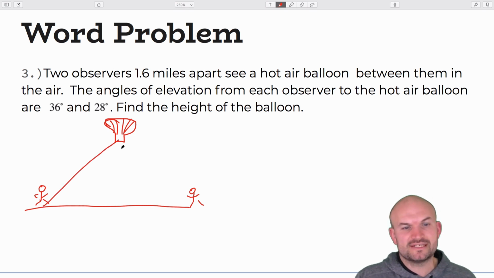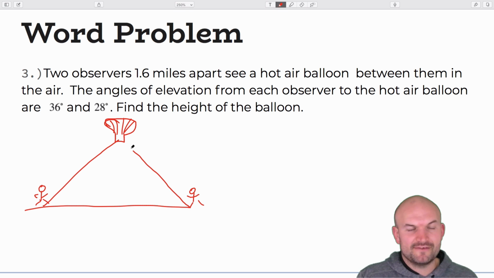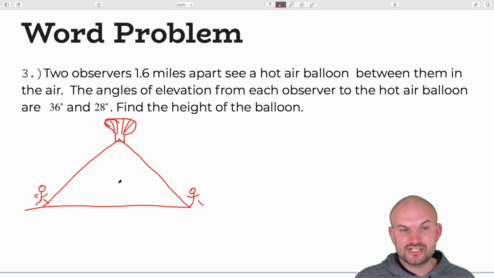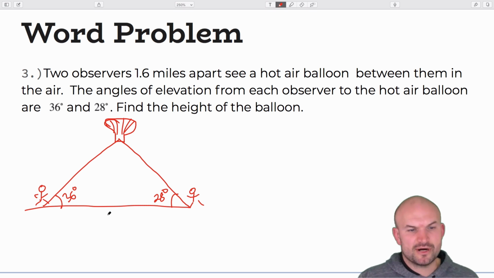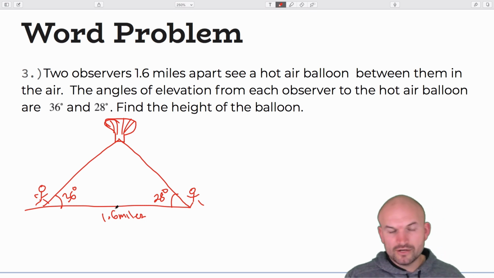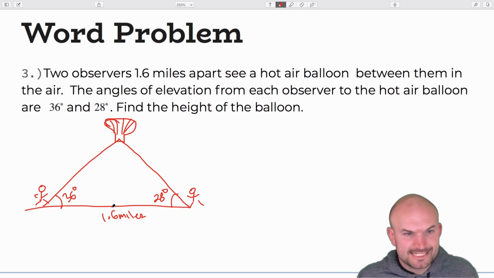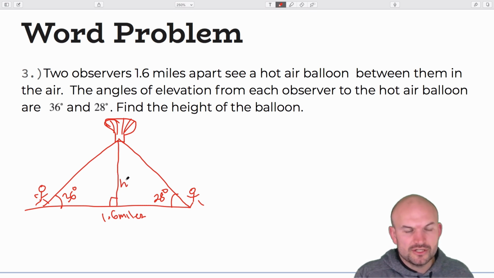And I think that hopefully is a giveaway that if it was directly in between them, the angles of elevation would not be the same. So therefore, this is going to be 36 degrees. This is 28 degrees. And how far are they apart? Oh, it doesn't matter. Oh, they're 1.6 miles apart. So they're 1.6 miles apart, and we need to figure out the height. So again, we want to label what we are looking for. Okay, so we're looking for the height.